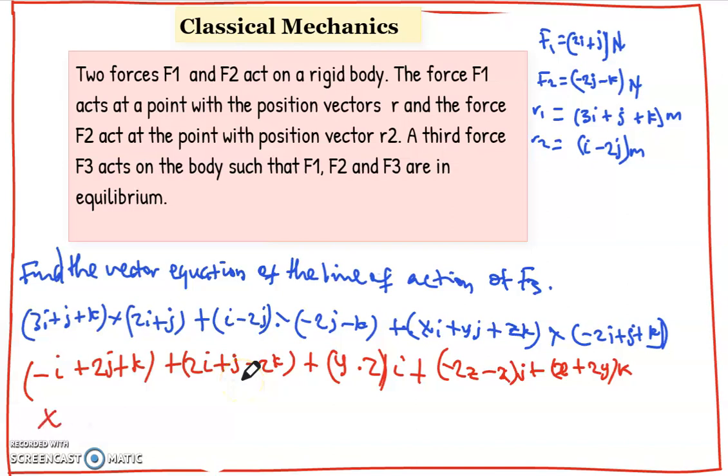This therefore means that y minus z is equal to negative 1 as our first equation. Negative x minus 2z is equal to negative 3. And there we have x plus 2y is equal to 1.